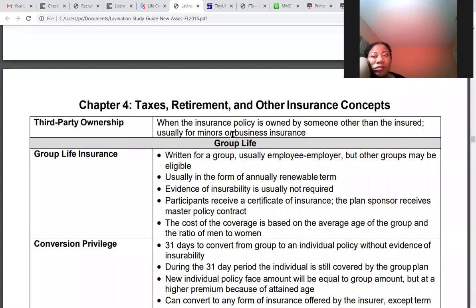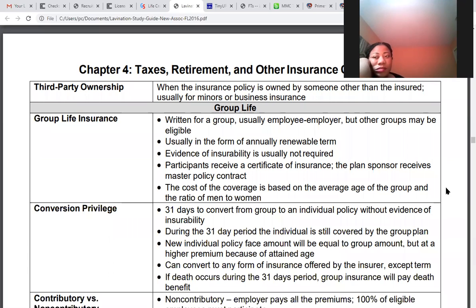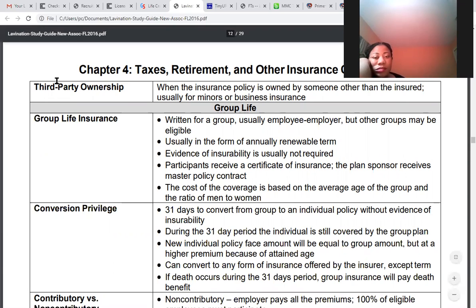So now we're gonna talk about chapter 4 here. It's about taxes, retirement, and other concepts. This is pretty much gonna tell you when you pay taxes, what retirement is, and what the insurance concepts are. So the first concept we're gonna talk about is third-party ownership.